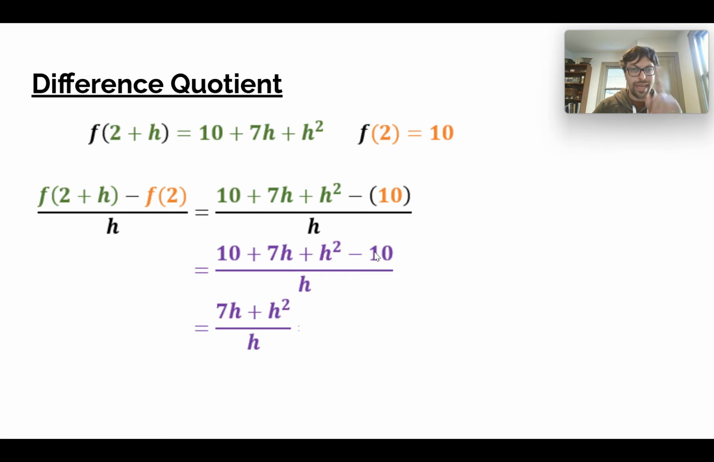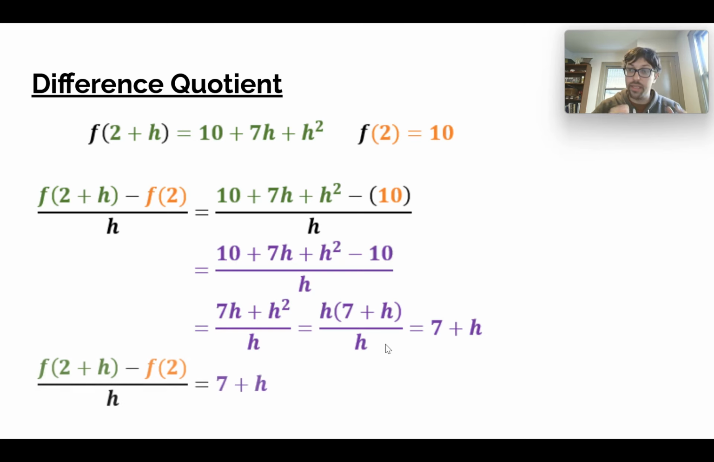We could factor out an h from that numerator because that's a greatest common factor of the 7h and the h squared. And that makes these h's cancel. We can't cancel them here, but we've got to factor them out first. Once it's factored and we've locked up all that addition, we can cancel. H divided by h is gone, and we just are left with that 7 plus h. So that is the value of our difference quotient. That f of 2 plus h minus f of 2 over h is just going to be 7 plus h. Wow, that's nice and neat.